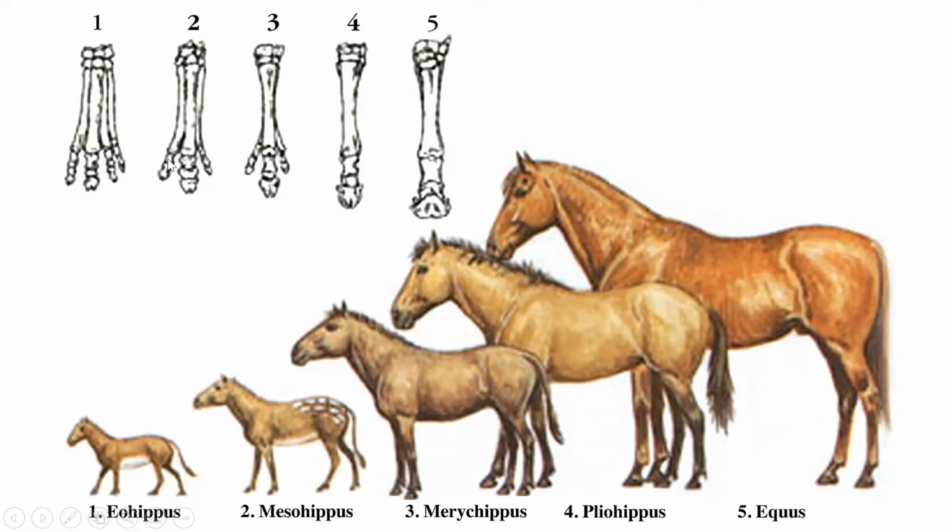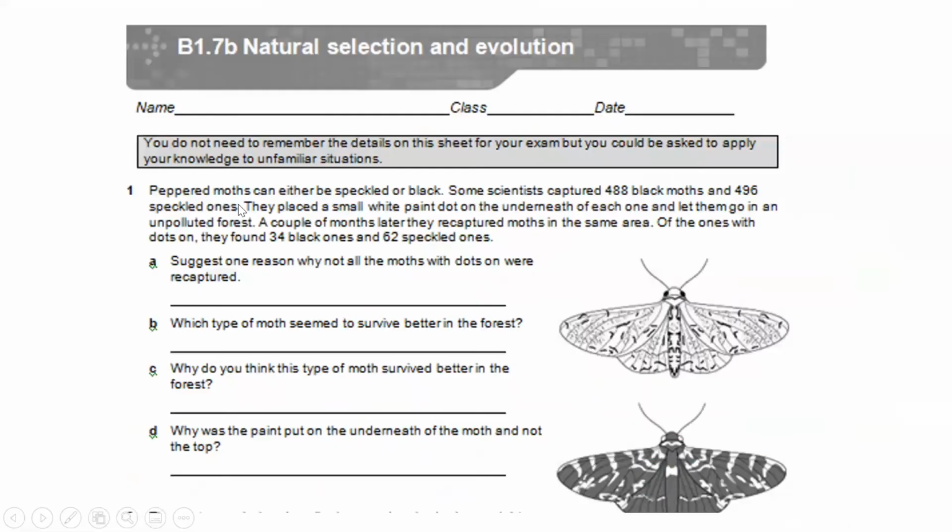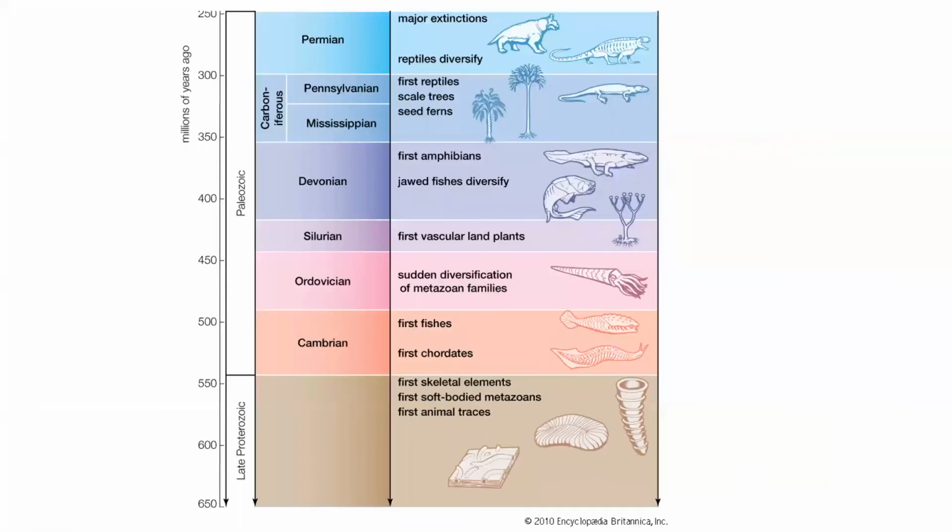So over time, this led to the evolution, so selection, of the animals with a bigger hoof bit in the middle, so they could run around and run away from predators. Okay, so evolution is quite a complex topic to talk about. It's very interesting. So let's go over the aims here.